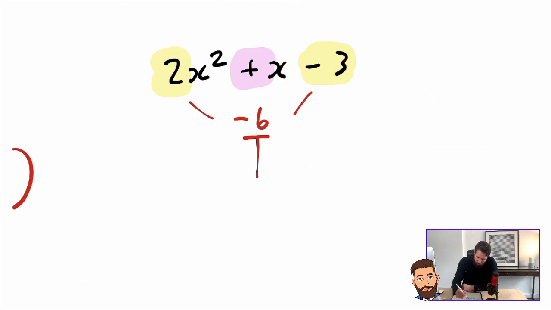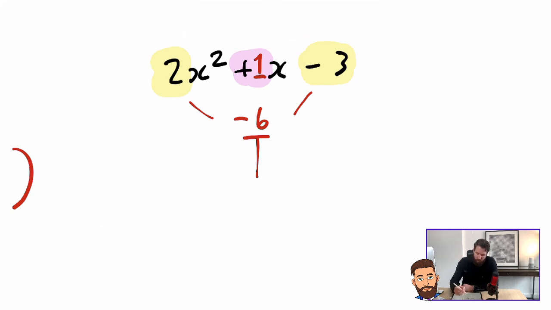X means 1x. So if I put a 1 in front of the x, that's what it wants, 1x. b is 1x. Okay. So I need two factors that multiply together to make minus 6 and add together to make 1.